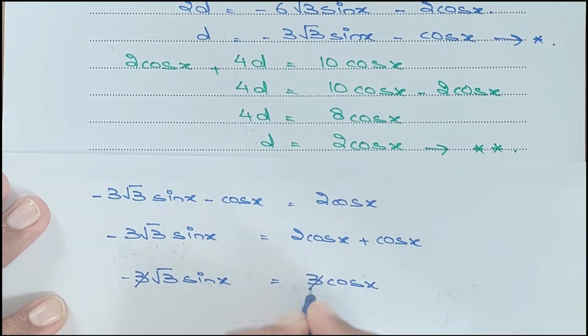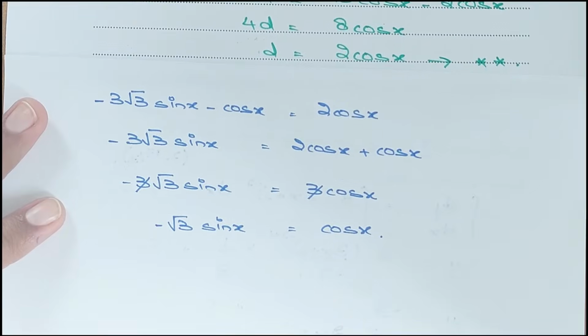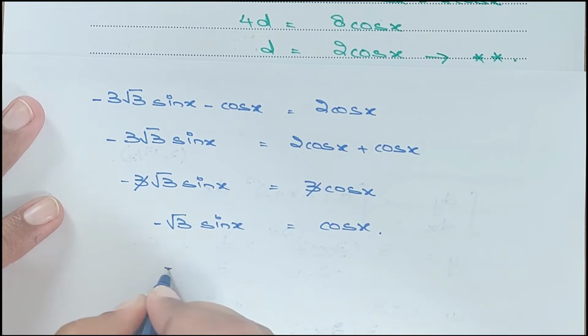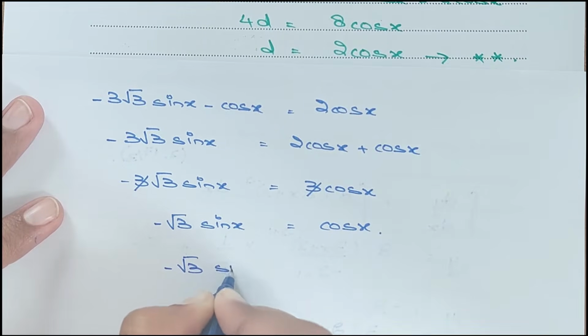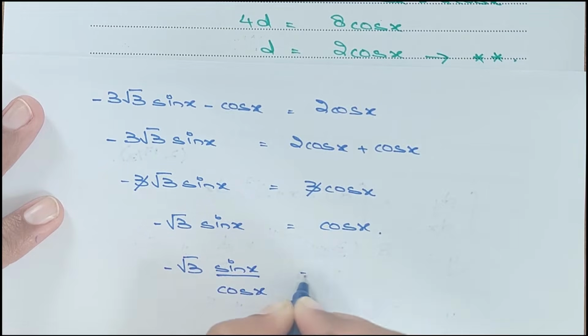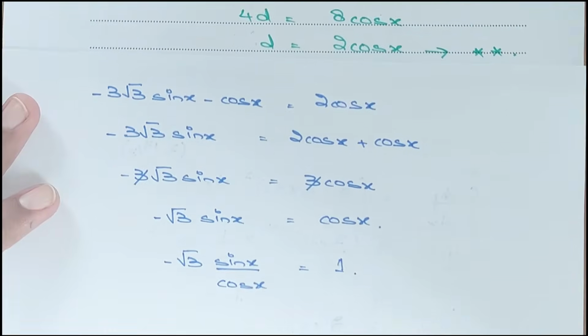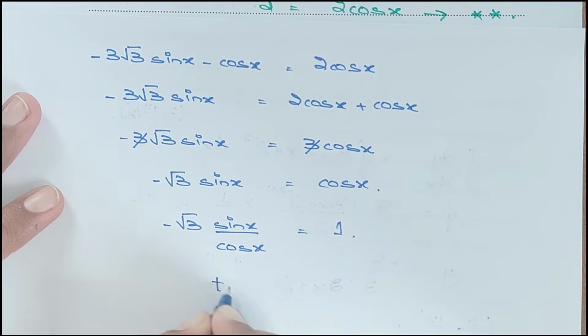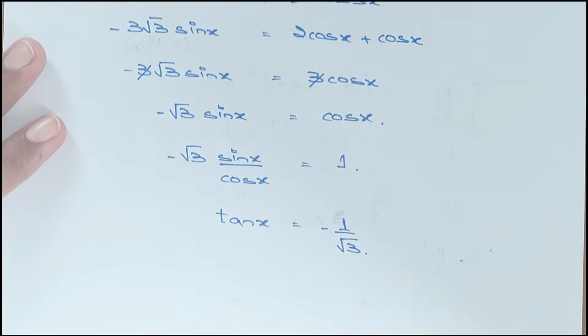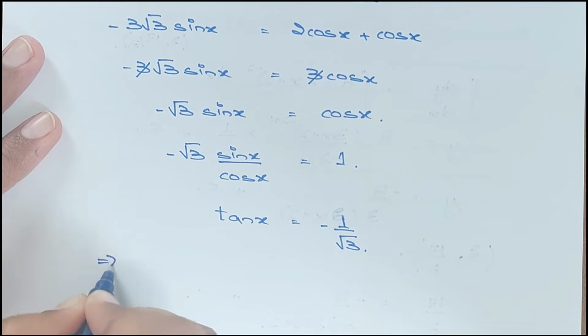Okay, 3 is cancelled with 3. Negative square root of 3 sine x equals cos x, right? Now let me divide by cos. So minus square root of 3 sine x over cos x is equal to 1, and sine over cos is tangent x, which is minus 1 over square root of 3, right? Now let me solve for x.